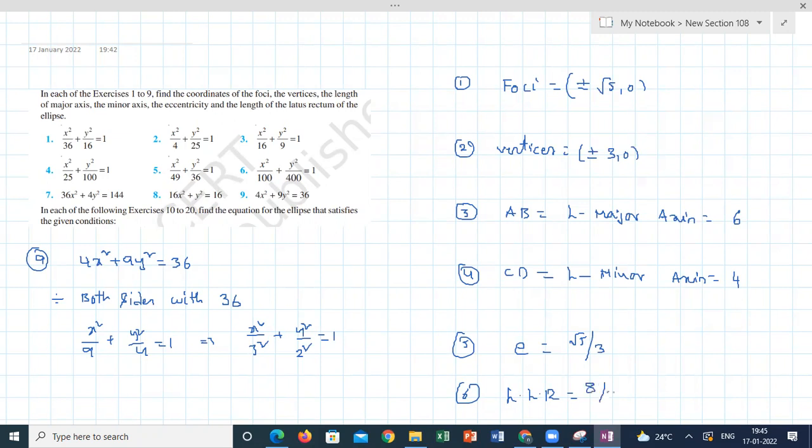Next, 8 by 3. Length of the latus rectum is 8 upon 3. Yes.